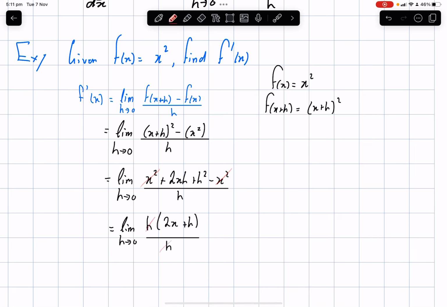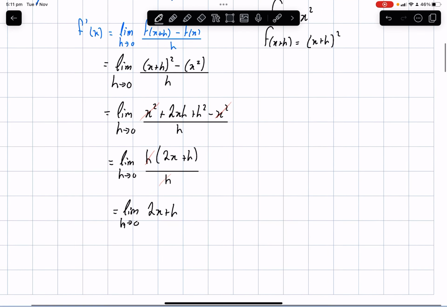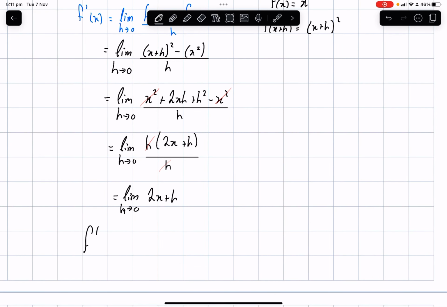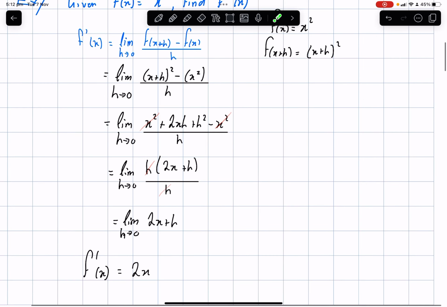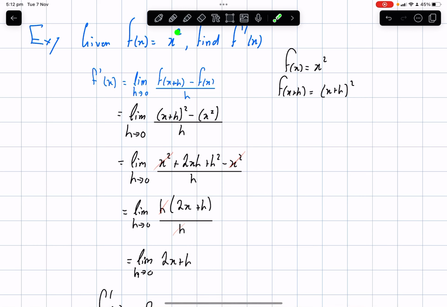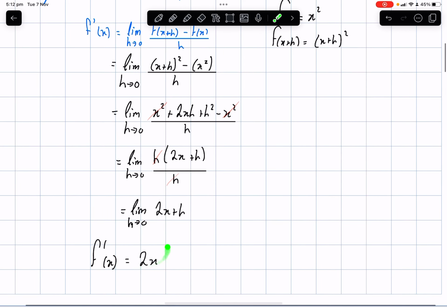Now, those h's can cancel out, and I'm left with the limit as x tends to 0. Oh, x. Silly me. That is an h in there. So as h tends to 0 of 2x plus h, we can now apply my limit. So f dash of x is equal just to 2x because this h becomes 0. So it's a really long process to show that for f of x equals x squared, the derivative function is just 2x. It's a really long process.